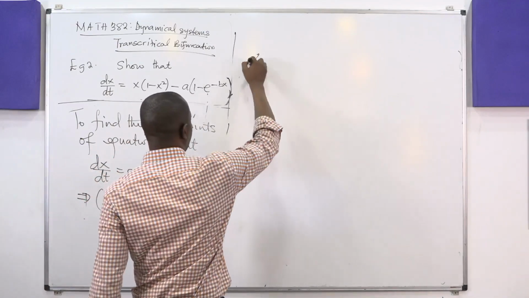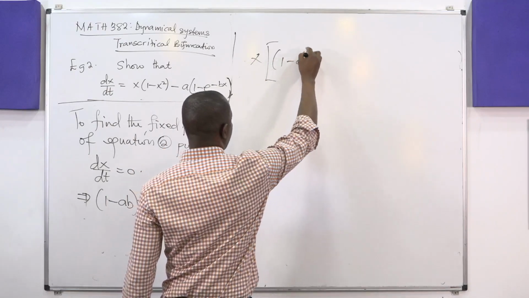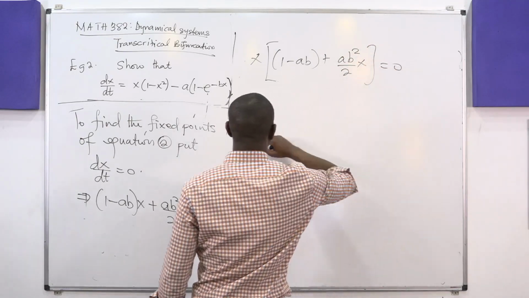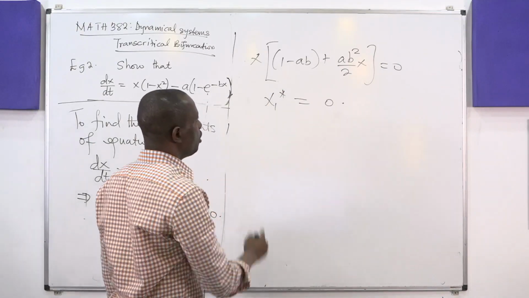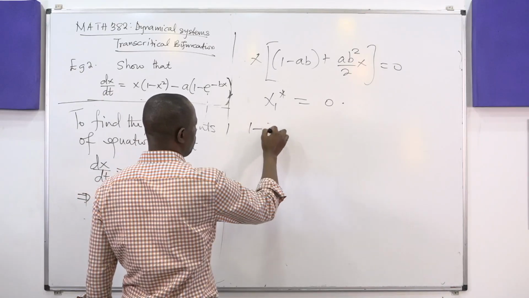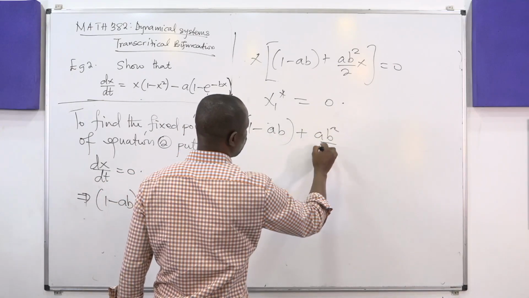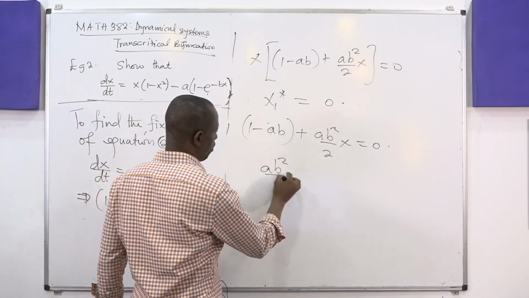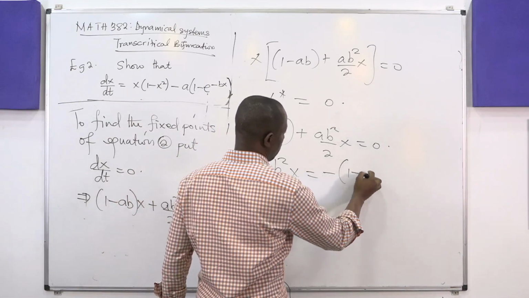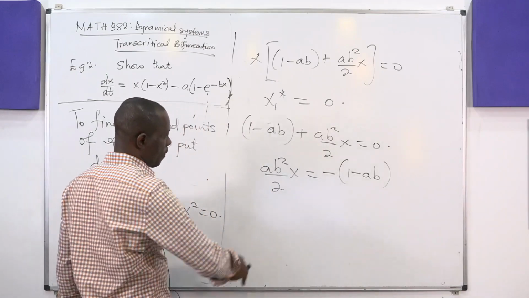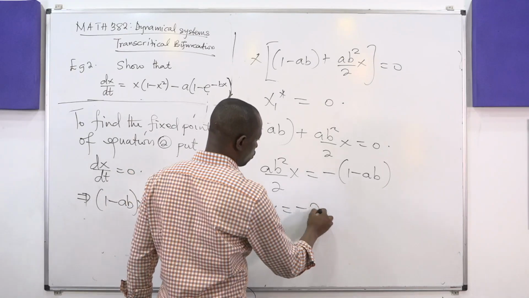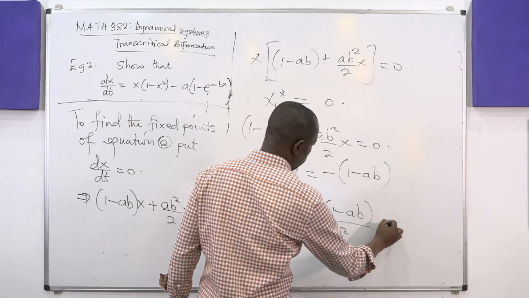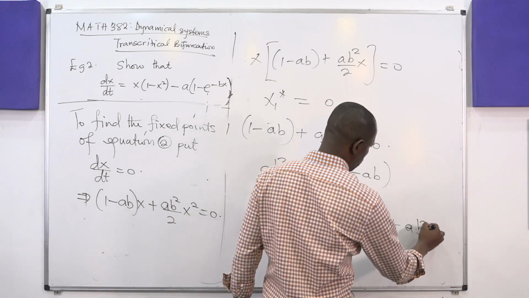So now, what do we get? We can factor x out. So here, 1 minus ab, then plus ab squared over 2x equal to 0. So x1 star equals 0. Is that okay? Then 1 minus ab plus ab squared over 2x equals 0. You get it? So x: ab squared over 2x equals minus (1 minus ab). So this will give us x is minus 2, then (1 minus ab) over ab squared, for all ab squared not equal to 0.